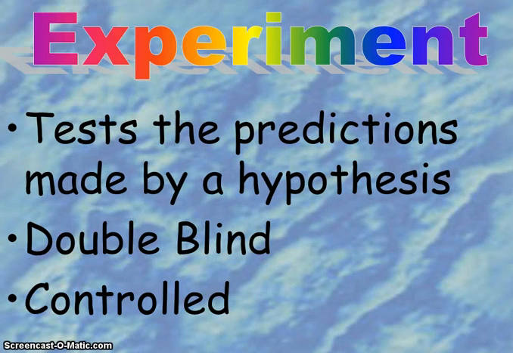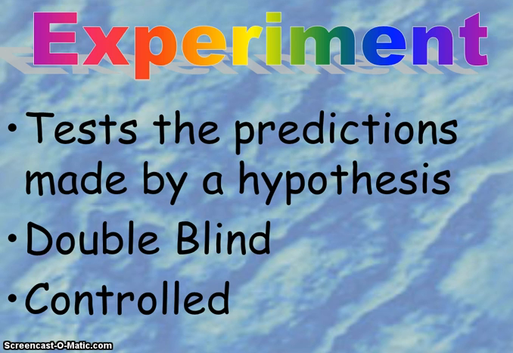Hello, today we're going to be talking about the experiment part of the scientific method. If you remember from the scientific method, we need to test the hypothesis with a controlled experiment. So today we're going to learn about that. An experiment tests the predictions made by a hypothesis.